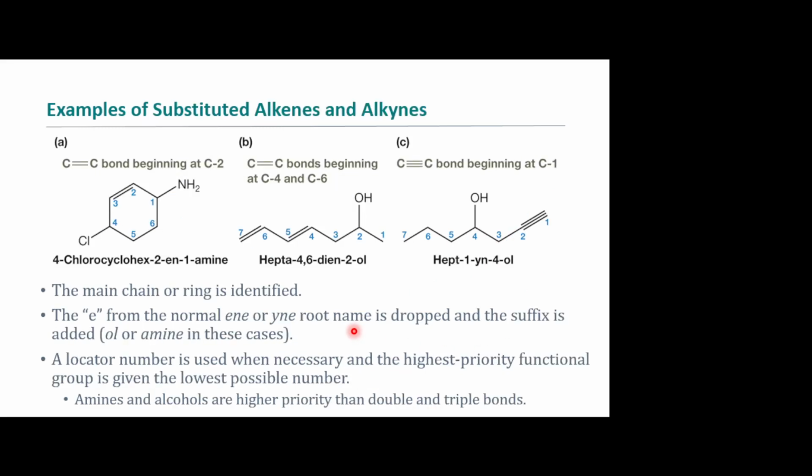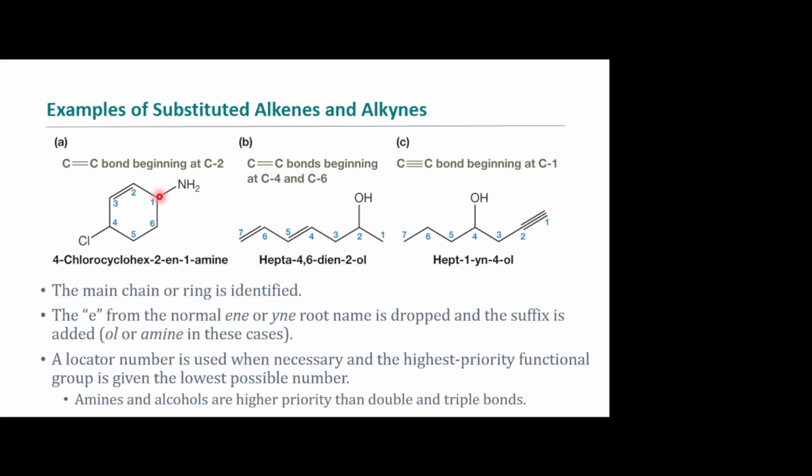Okay, now these right here are going to be substituted alkenes and alkynes. And all you do here is remember the enes and ynes, they end up in your parent name. Okay? And so you just modify the parent name with your functional group suffix. So here's the example with a double bond here. We have the 4-chloro, cyclo, hex, 2-ene, because it's a double bond right there on the second position. Again, our numbering gets dictated by the amine.